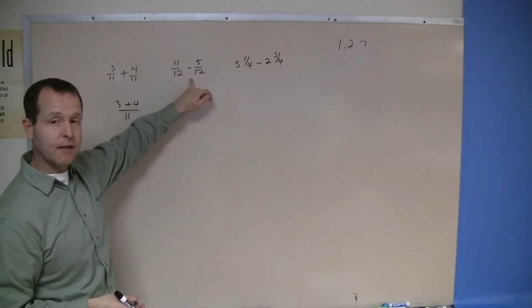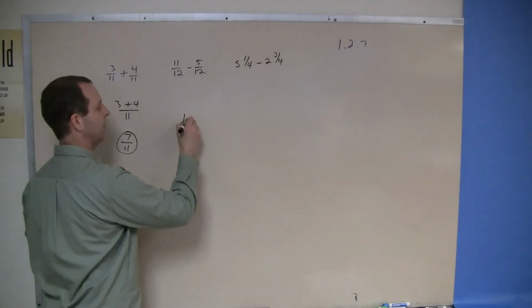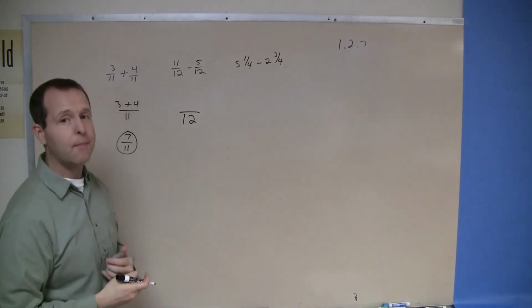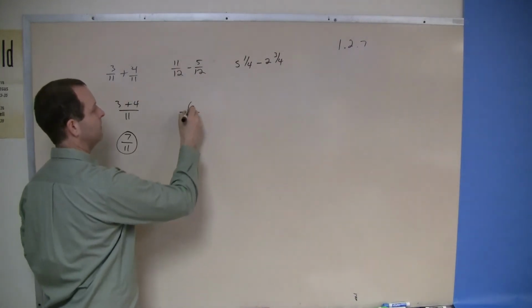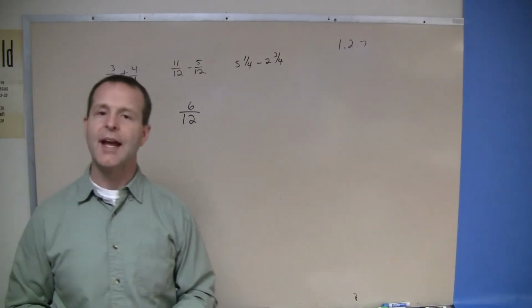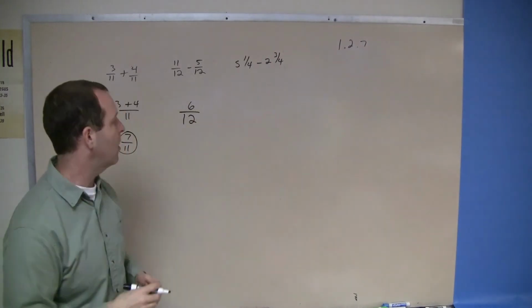Subtraction is the same. If I have a common denominator, keep it, then perform the operation as indicated. 11 take away 5, which gives me 6. And if I can reduce, please do so.